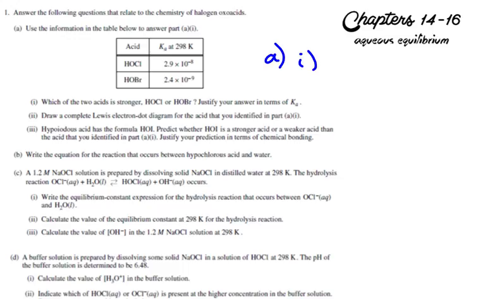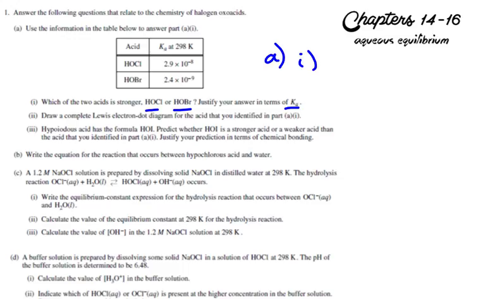Use the information in the table below to answer part A I. So you have an acid and you have some Kas. It says, which of the two acids is stronger, HOCl or HOBr? Justify your answer in terms of Ka. Man, they're giving this to you. They shouldn't have to say that. You should actually know that already. They're very nice. So you've got to just look at this now.